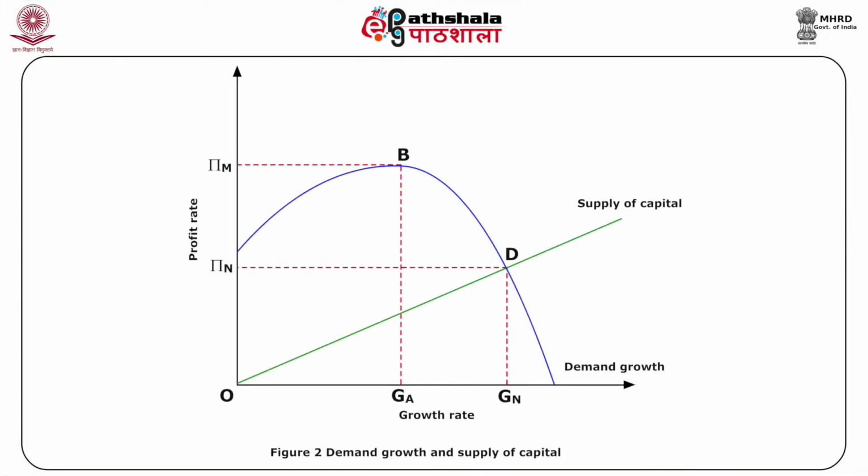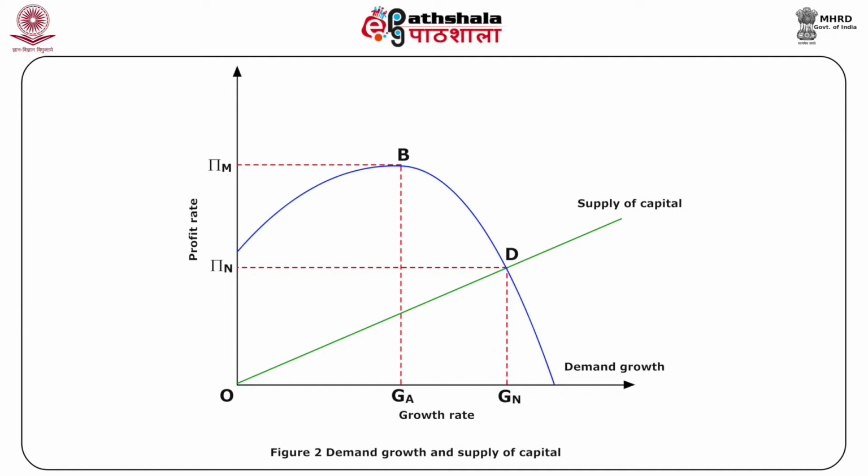Figure 2 shows the demand growth curve along with the supply of capital curve. As seen in the figure, the growth rate of demand that maximizes the profit is GA. The maximum profit rate achieved is M. The growth in supply capacity in relation to the profit is shown by the supply capital curve in figure 2.